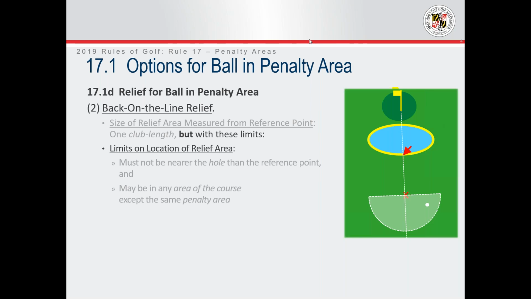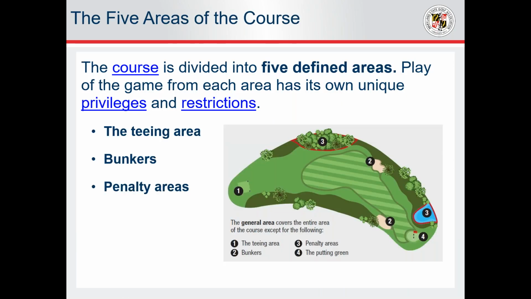Here's our next topic just before we get into bunkers. You'll see in this slide last week. Remember, we have 5 defined areas of the course. There's 4 specific areas, and then the general area, which makes up the majority of the golf course. So we have the teeing area, which is the hole being played, bunkers, penalty areas, the putting green, because we're talking about the hole being played, and then the general area is everything else. Everything else, the fairway, the rough, the first cut, teeing areas and tee boxes and putting greens of other holes would be considered part of the general area.